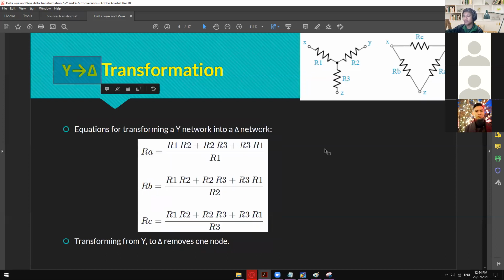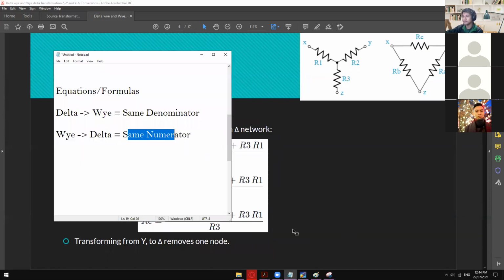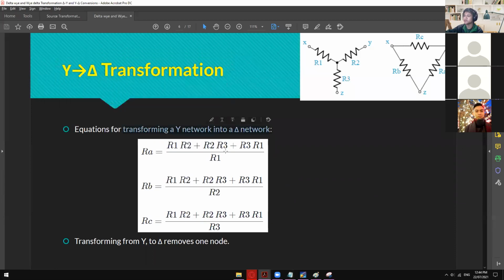So let's now move on to y to delta. I mentioned a while ago that we have same numerator for y to delta. So there you go. When it comes to y to delta, we have R1 times R2 plus R2 times R3 plus R3 times R1. So lahat sila pare-parehas na. And then, of course, RA is always equal to R1. So, R1 will be pointing out on this one. Ito yung makukuha yung value.